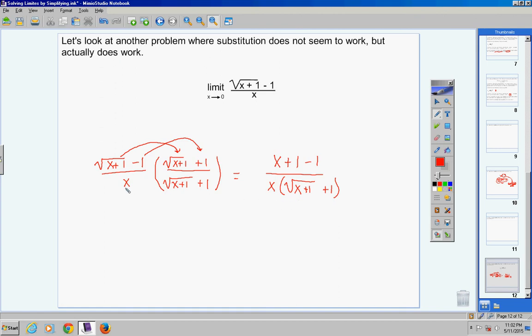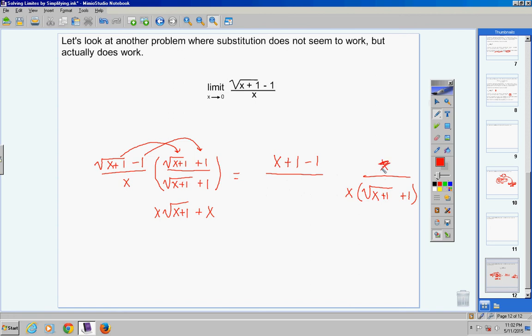Now, you're more than welcome to multiply that x through. If you did, you would have x square root x plus 1, and then x times positive 1 would be 1x. Alright? Now, having said that, you could do it that way, but it's easier to leave the x on the outside, and I'll show you why in just a second. Now, watch this carefully. I'm going to simplify my numerator. So I have x over this whole expression right here. And now I think you guys are seeing why I left my x on the outside.